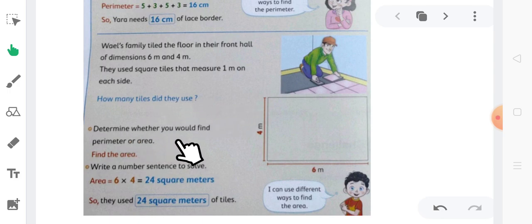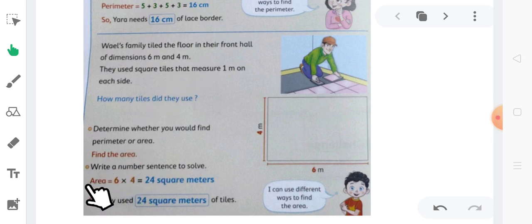Determine whether you find perimeter or area. Of course, area, because I'm tiling the floor. When they use squares, I'm talking about the area. So the area is length times width. It looks like a rectangle. We have the long side, which is the length, and the short side, which is the width.